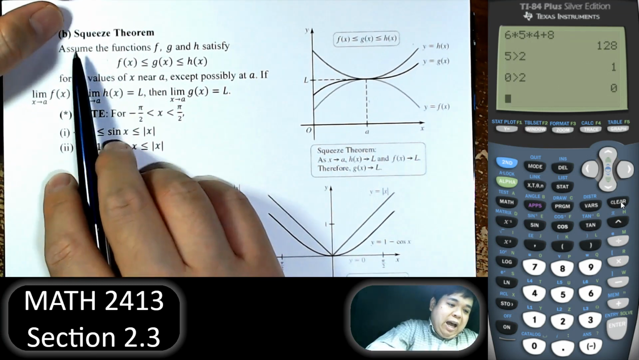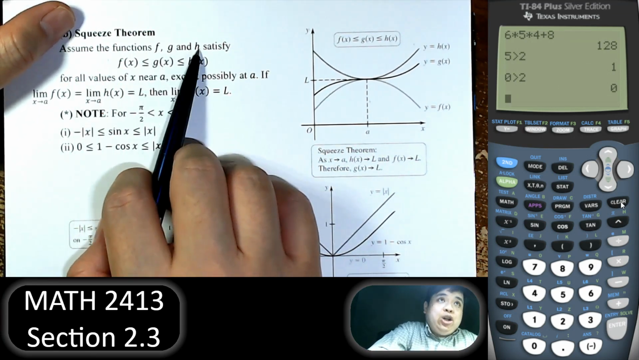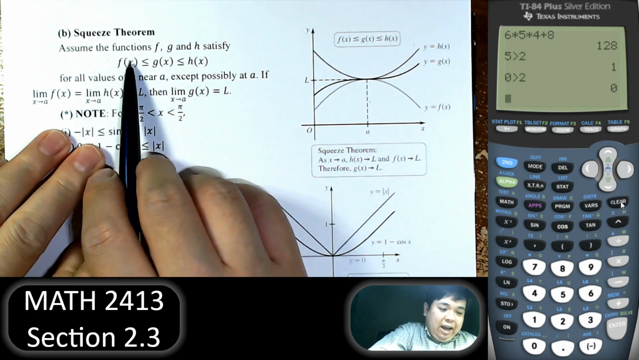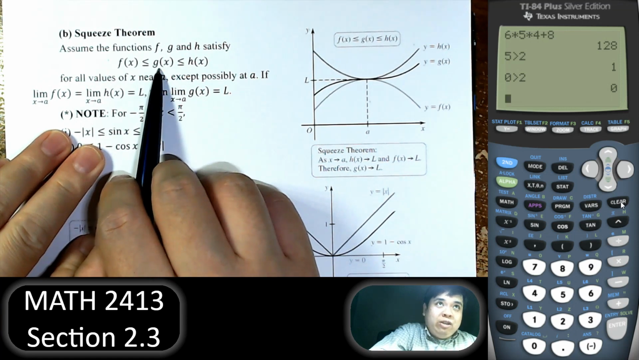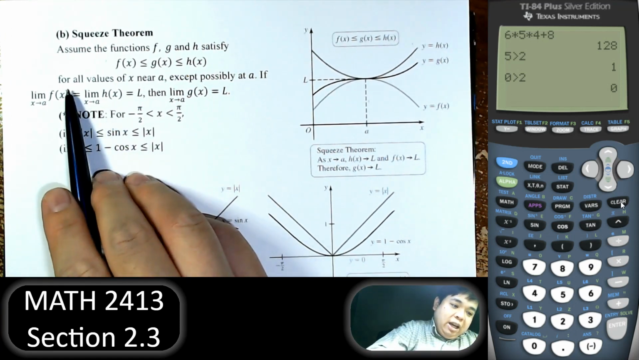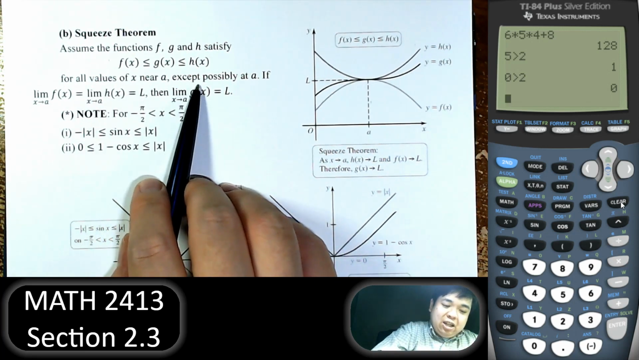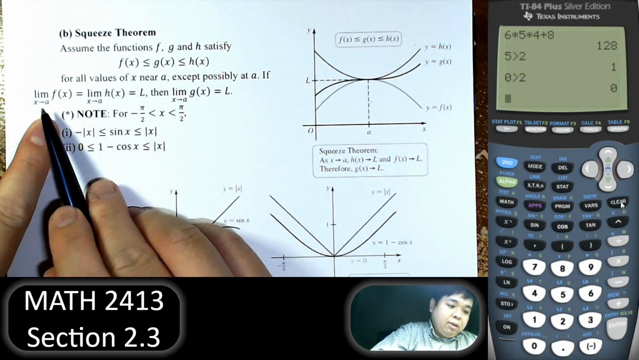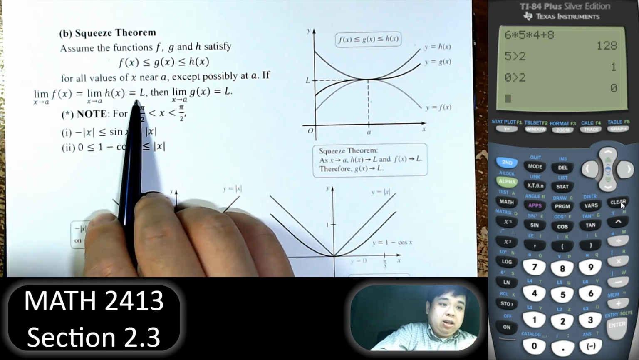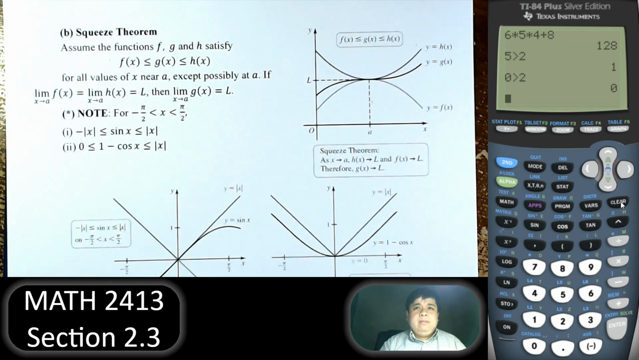So, the Squeeze theorem. Assume that we have three functions f, g, and h, such that f of x is less than or equal to g of x, which is less than or equal to h of x. So it's in that order. Now, if for all values of x near a, except possibly at a, the outside functions go to the same number, then the middle one goes to the same thing, right?